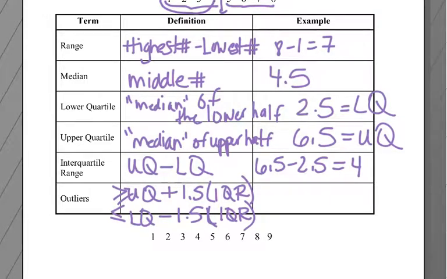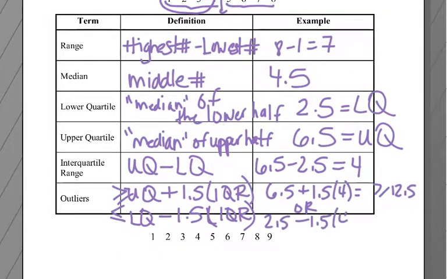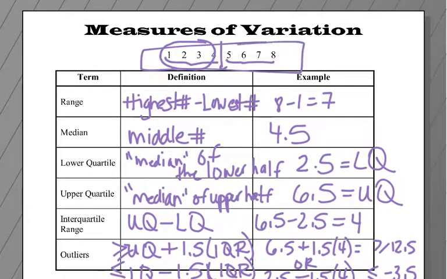So for this particular example, we would have the upper quartile 6.5 plus 1.5 times 4. So this is any number bigger than or equal to 12.5. On the low side, we take the lower quartile minus 1.5 times the interquartile range, so anything less than or equal to negative 3.5. Now we didn't have that in the data set because it just went from 1 through 8. But if this had been an 18, for example, then that would have been considered an outlier.